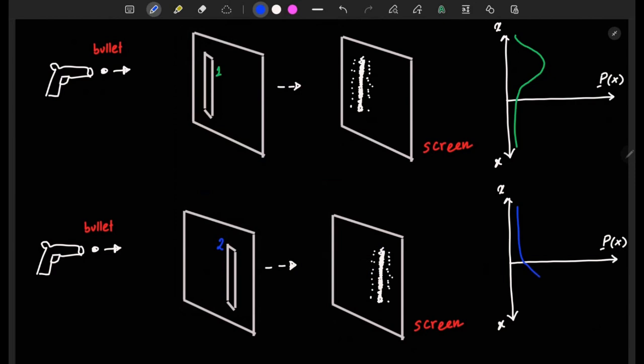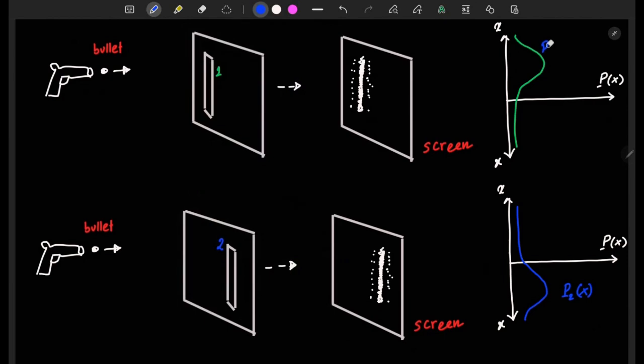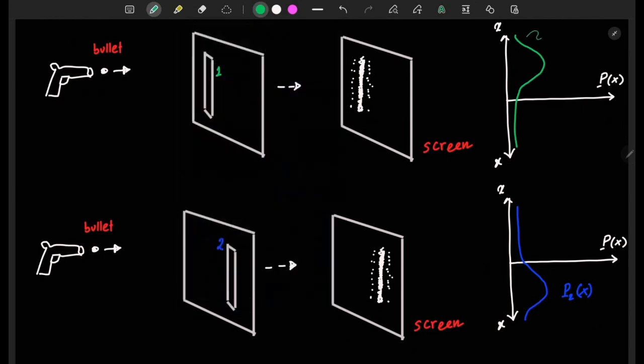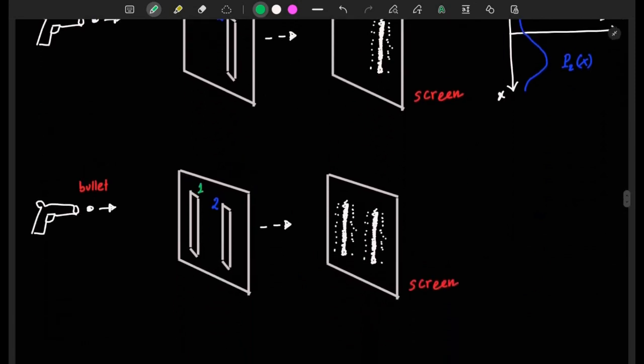So all of the bullets basically end up on the right side of the screen. So let's call this P2 as a function of x, and let's call that P1 as a function of x. Sorry, I have to use a different color. Okay, so this is slit 1, this is slit 2, and now we go into the double slit experiment, which means we basically combine the two slits and we have this kind of a setup that you see now.